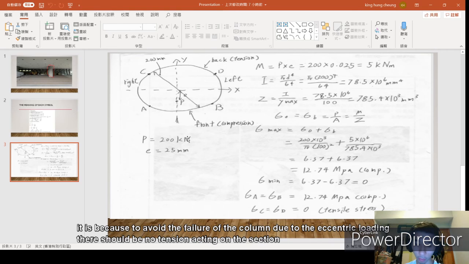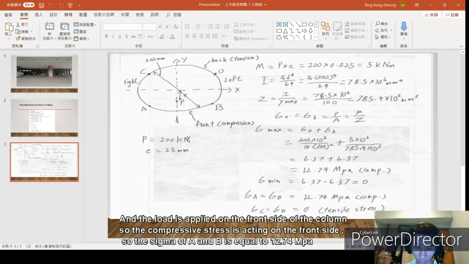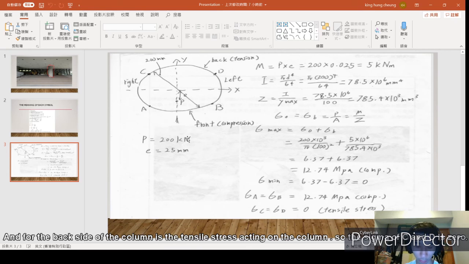This is because to avoid the failure of the column due to the eccentric loading, there should be no tension acting on the section, and the load is applied on the front side of the column, so the compressive stress is acting on the front side. So the sigma of A and B is equals to 12.74 MPa, and for the back side of the column is the tensile stress acting on the column. So the sigma of C and D is 0.